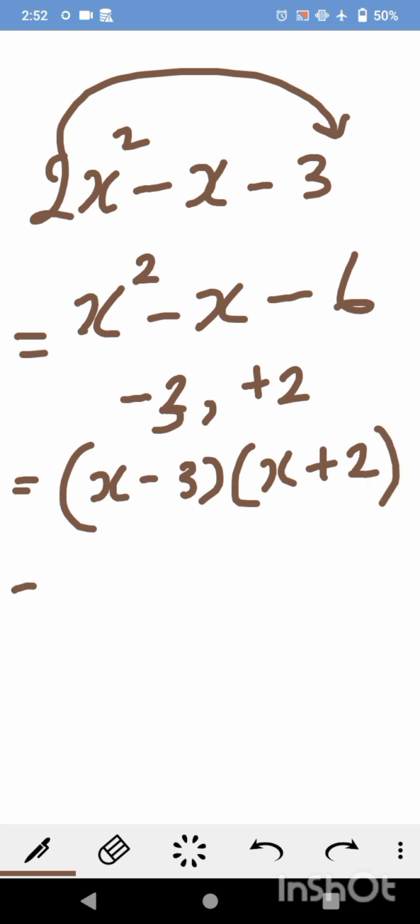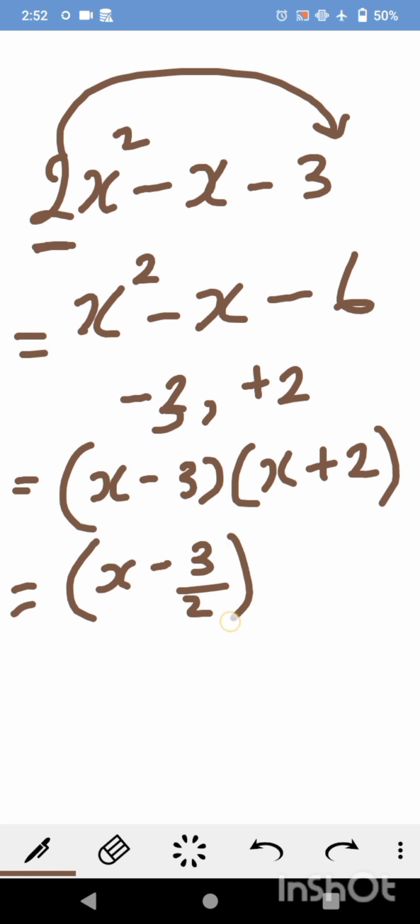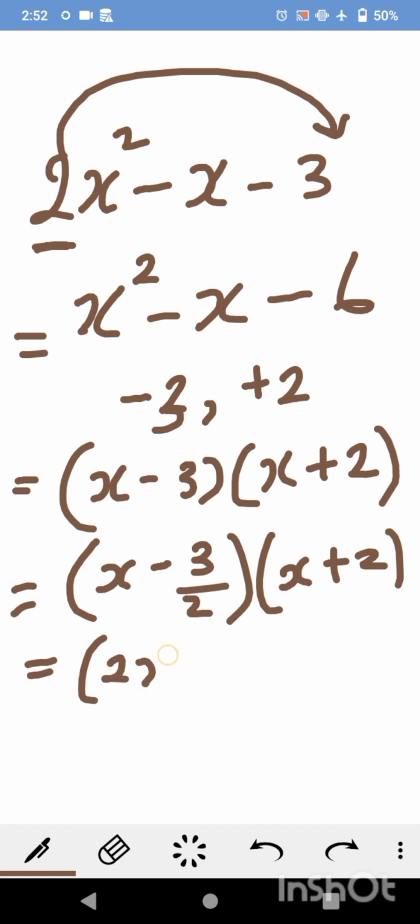Alright, then we'll divide each factor by the a, which is this 2 here. That's x minus 3 over 2, all over x plus 2 over 2. And again, this will give you 2x minus 3, and eventually gives you x plus 1, remember you're dividing by 2.